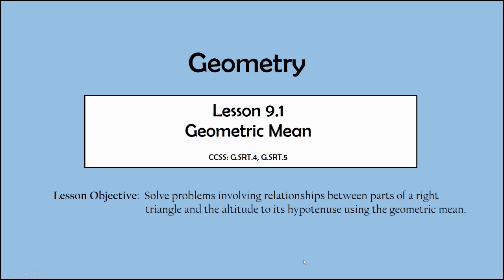All right, we're going to jump to module 9 today. And module 9 is about right triangles and trigonometry. We'll still deal with some of the concepts of similar triangles that we've had, but we're going to start looking more specifically at right triangles and some things that we can do with those. We're going to begin by looking at the first lesson, which is on geometric mean.